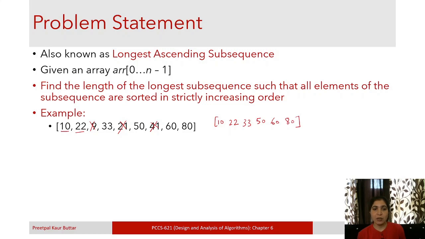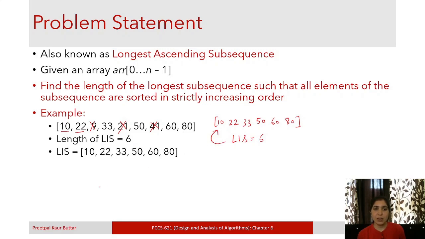So out of these 9 elements we picked 6 elements, and these 6 elements are arranged in strictly increasing order, right? So the length of the longest increasing subsequence here is 6, and the sequence is this, right? So this is the problem which we solve, which is called the longest increasing subsequence problem. We will solve it using dynamic programming.